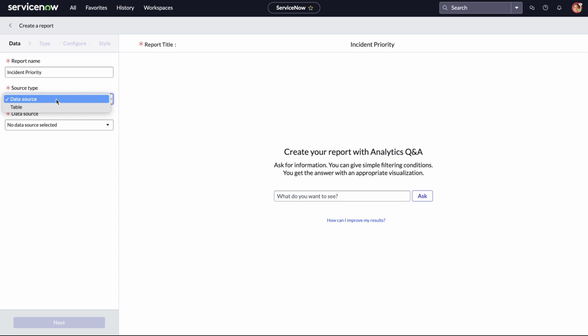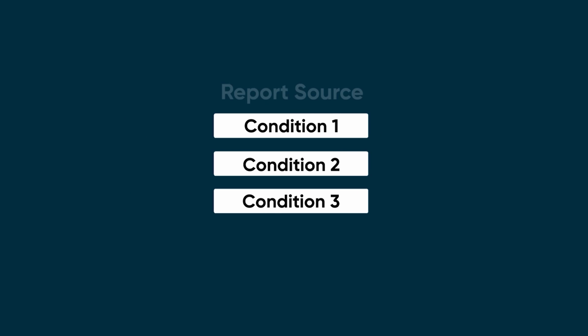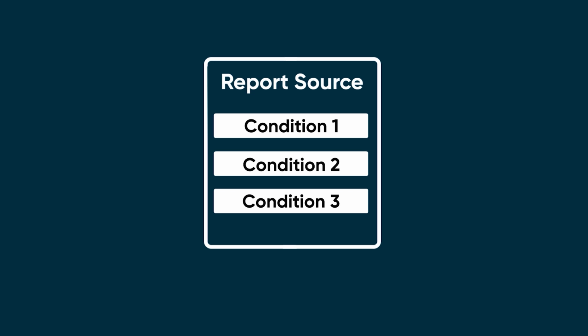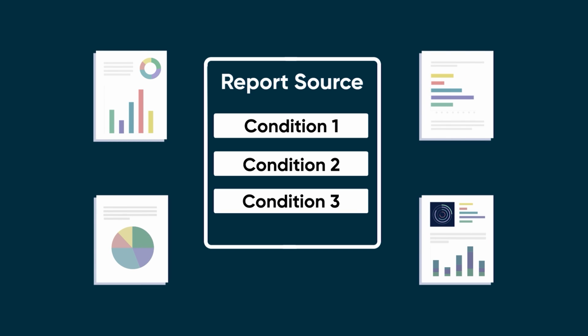Next, we select a source type. You can create a report from a data source or a table. Here's the difference. When you're using a table, you need to provide all the conditions to select report data from the table, even if many of the conditions are the same from one report to another. But a report source defines a standard set of conditions for querying a particular table, which can be reused in other reports. Note that in the Report Designer, report sources are called data sources.